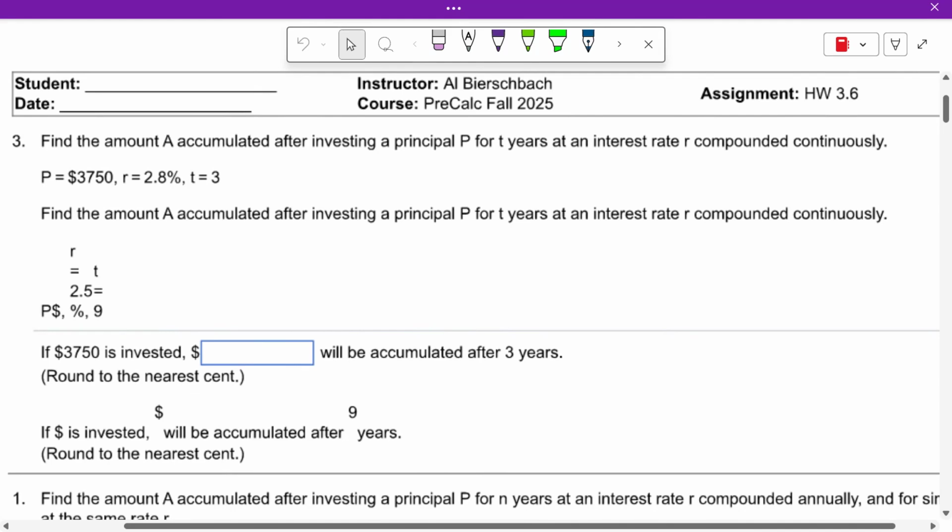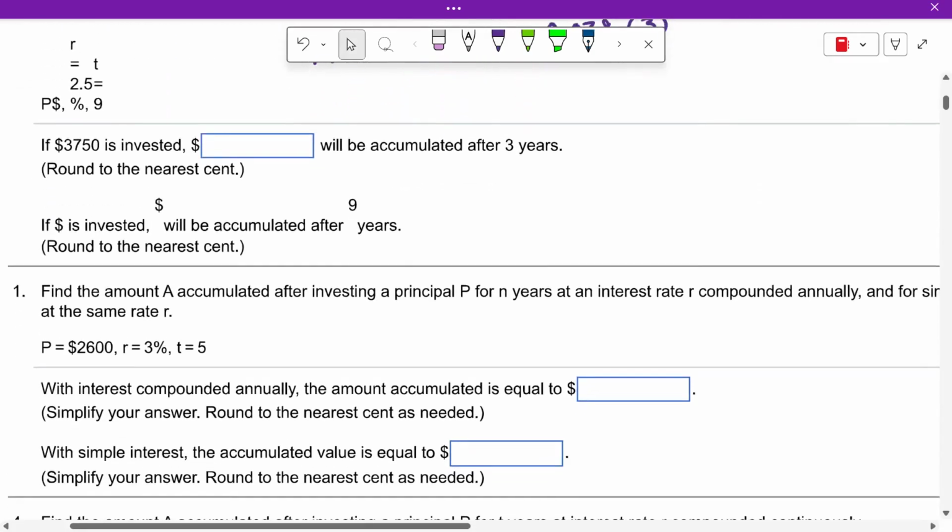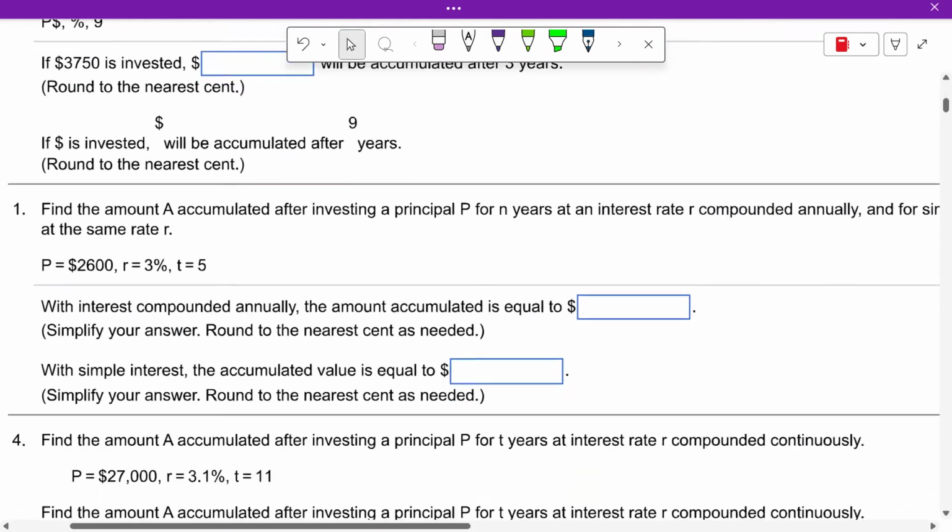All right, compounded continuously. I have this much principal, this is my rate, this is my time. I'm compounding continuously. My amount at the end equals my principal, 3750, times e to my rate, 0.028, because you have to rewrite this in decimal notation, not percent notation, times 3. You just put it in your calculator and go. Okay, I'm not going to work these problems out. I'm just going to set them up for you so you know what to do.